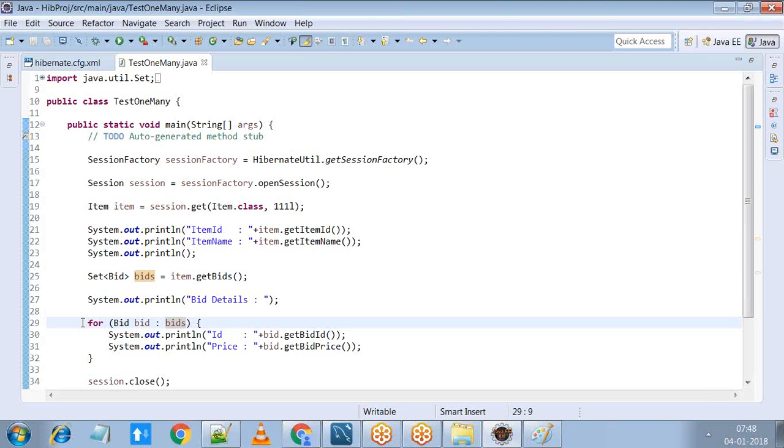Actually, the associated records will be fetched lazily in case of one-to-many association. By default, Hibernate follows a lazy fetching strategy when fetching the associated records. That means until and unless you try to read or perform any operation on the collection, the associated records won't be fetched.